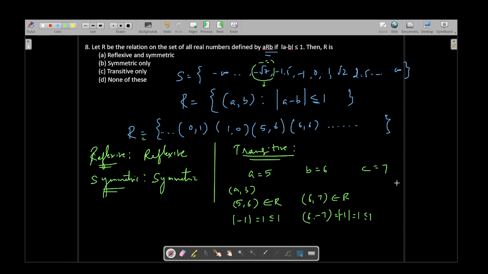Now I have to check whether A comma C is a member of R or not. A is 5, C is 7. So 5 minus 7 is minus 2. Modulus of 5 minus 7 is plus 2, which is not less than or equal to 1. So this is not a member of R. So this is not transitive. So the relation is only reflexive and symmetric. It is both reflexive and symmetric, not transitive.